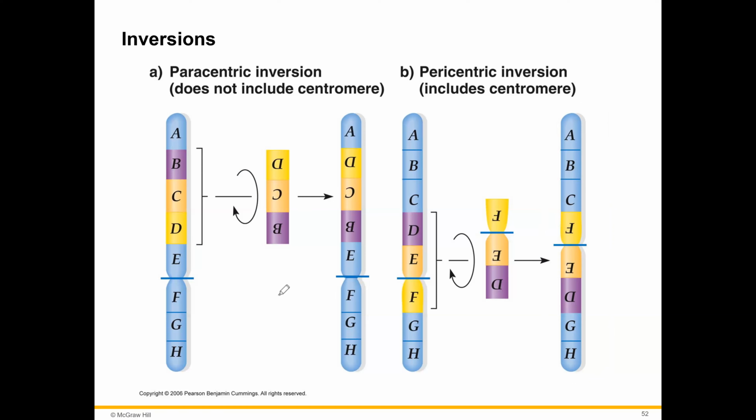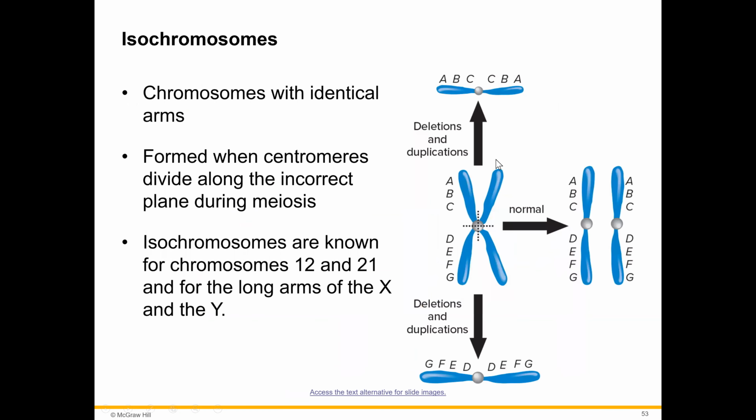And inversion can cause problems if the cut is made through a gene. For example, if we cut right in the middle of a gene, then of course the gene is destroyed and when you flip it over, you don't have a functioning gene. Or even the position of a gene on a different part of a chromosome can affect the phenotype of a person. And that's what inversions are.